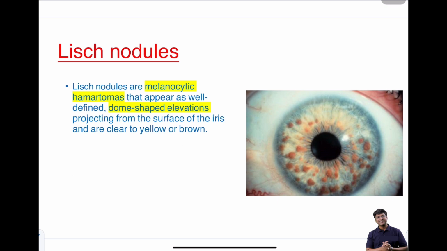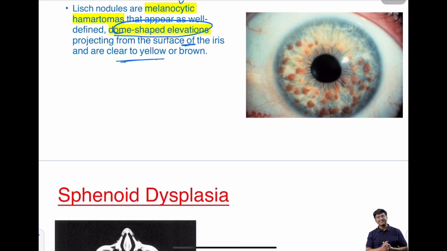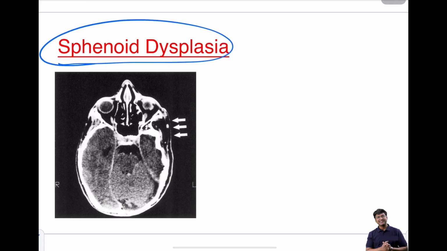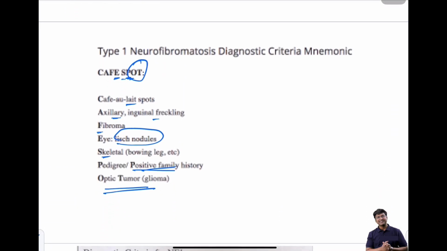And next, these are your Lisch nodules. These Lisch nodules are melanocytic hamartomas. They are dome-shaped elevations from the surface of the iris. And what is the color of this? They are clear to yellow or brown. That is about your Lisch nodules. And another important skeletal abnormality is in the form of sphenoid dysplasia. Having discussed all these abnormalities, this is the mnemonic for your neurofibromatosis type 1.